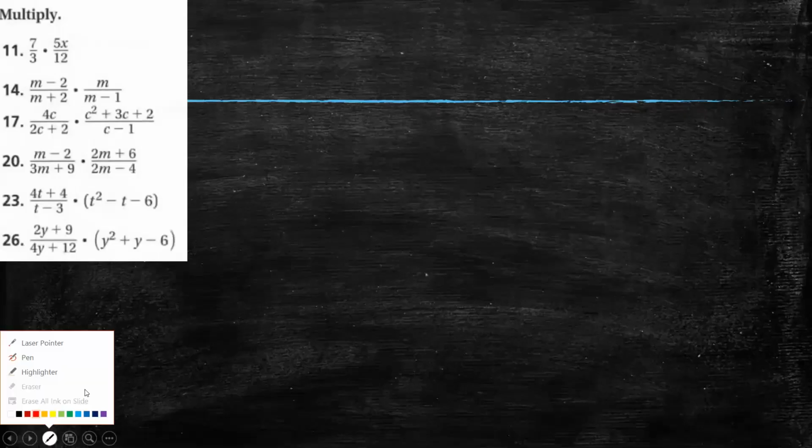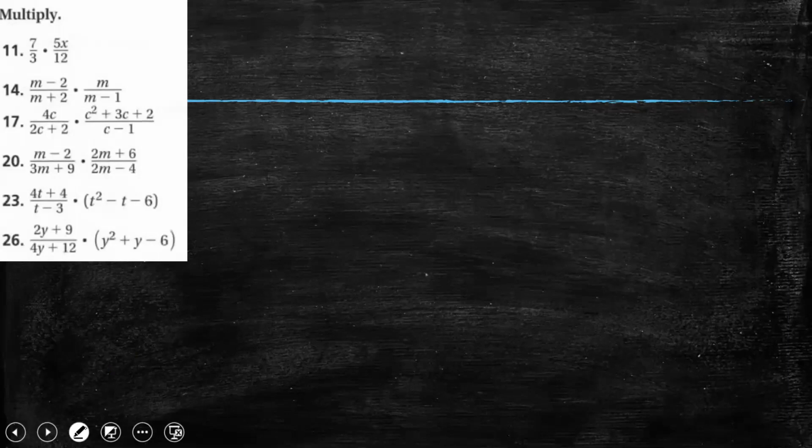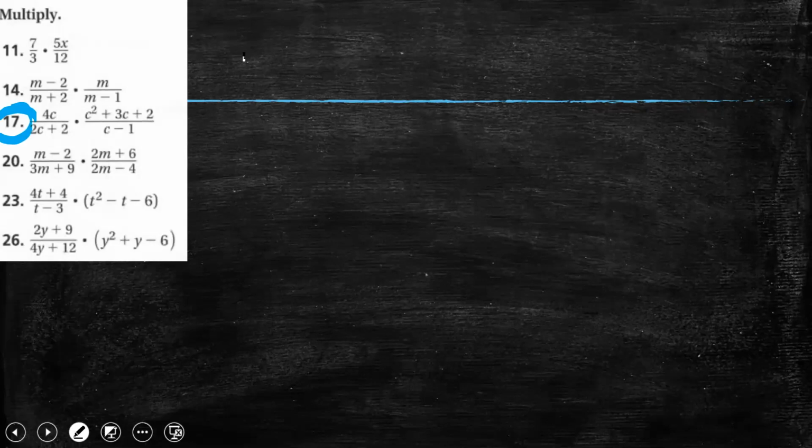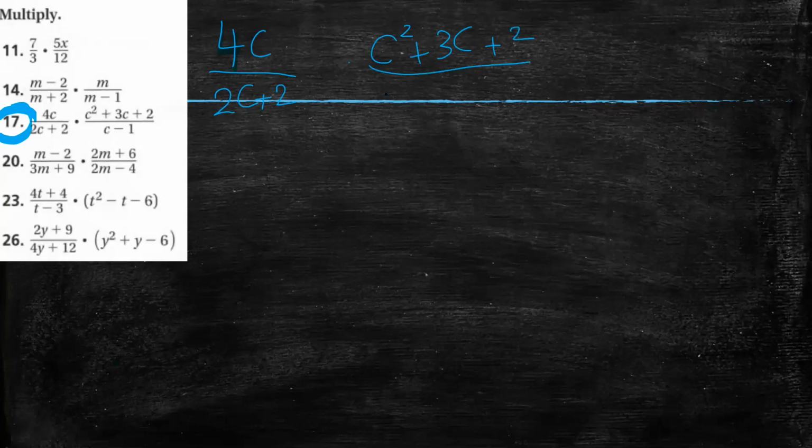Now, we stopped here. We talked about how we can multiply rational numbers. Let's solve number 17. We have 4c over 2c plus 2 times c squared plus 3c plus 2 over c minus 1.